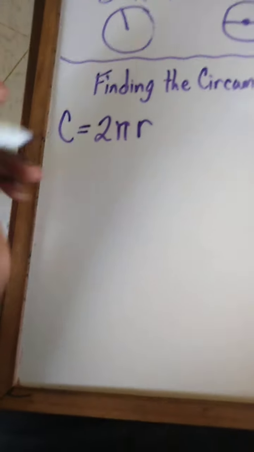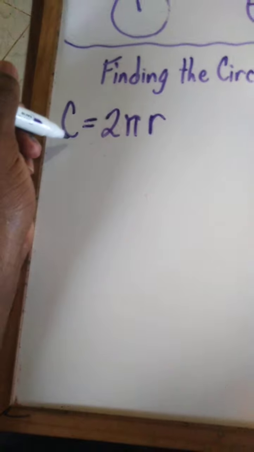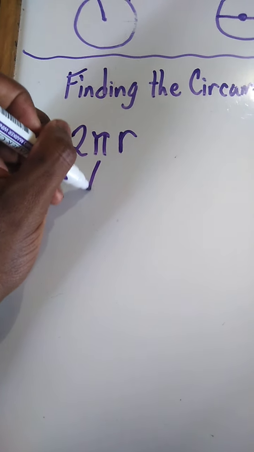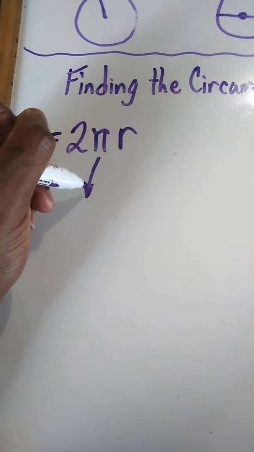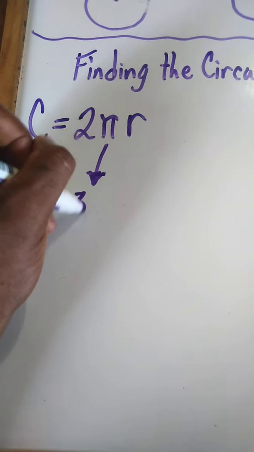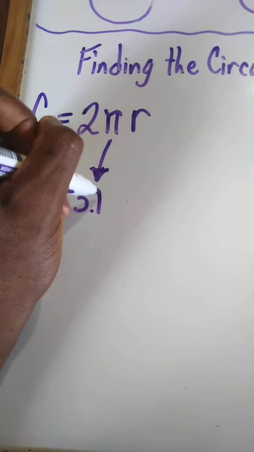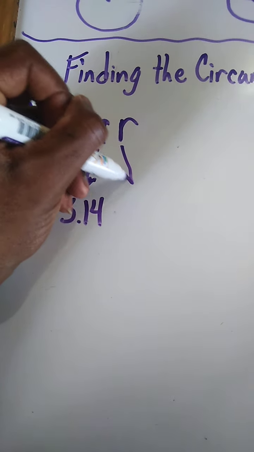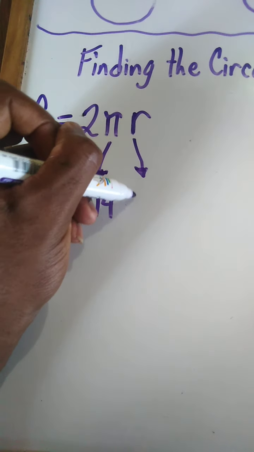C is obviously the circumference. 2 is just 2. Pi is what we use to describe anything that has to do with a circle, and for all intents and purposes right now, we're going to use 3.14. And then of course this is going to be your radius.